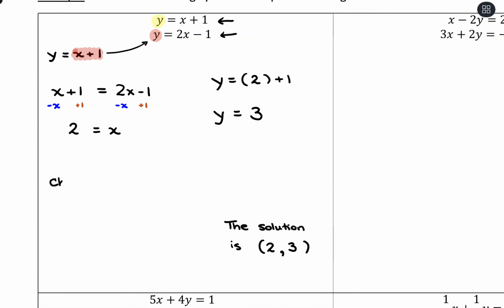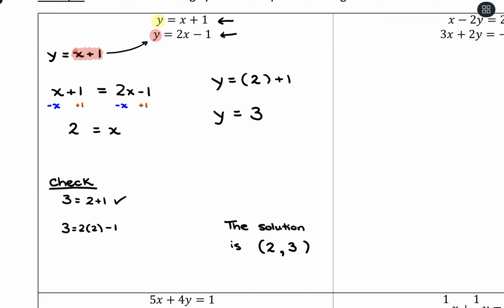A good thing to do would always be to check your solution so you know 100% that it is in fact right. So algebraically we would have 3 equals 2 plus 1. That's true. We would also have 3 equals 2 times 2 minus 1.